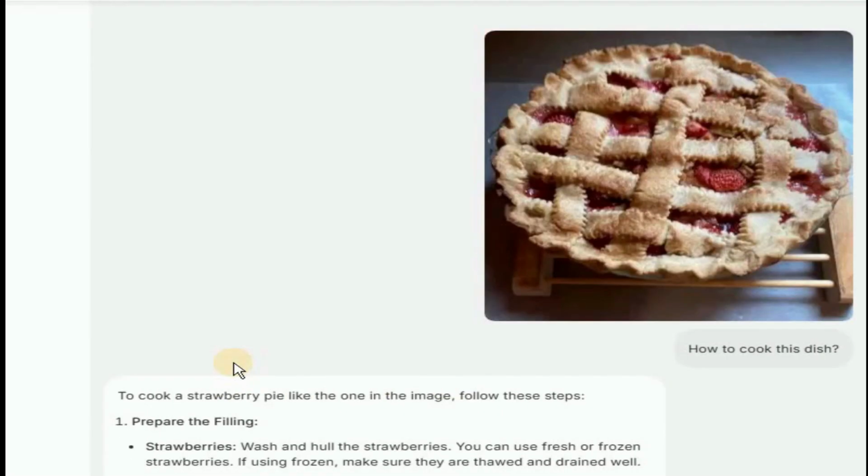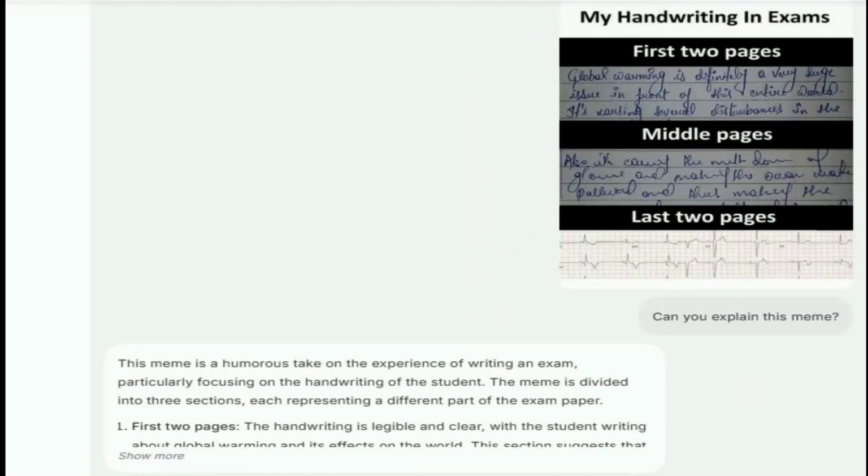So this means that it not only provides information about basic questions, but it can also provide information on the basis of different types of images, be it mathematical questions or the image of a dish, and it is going to provide us the recipe for that. Another example of Bagel's image recognition capabilities is this particular image.